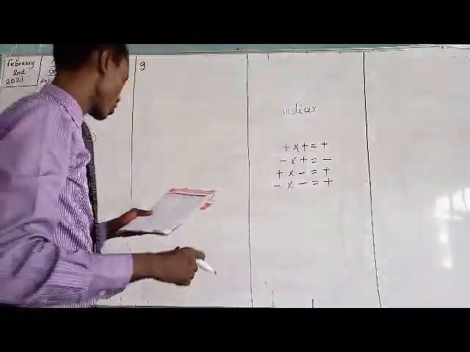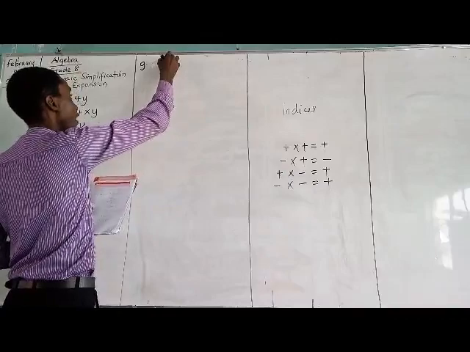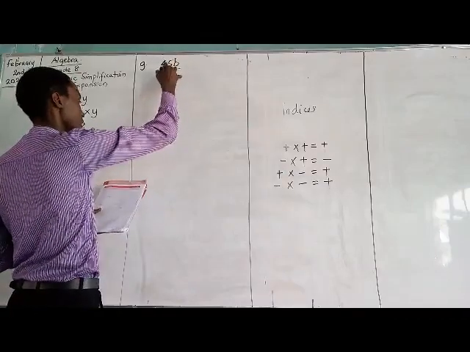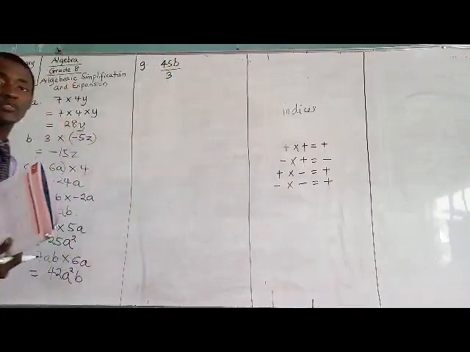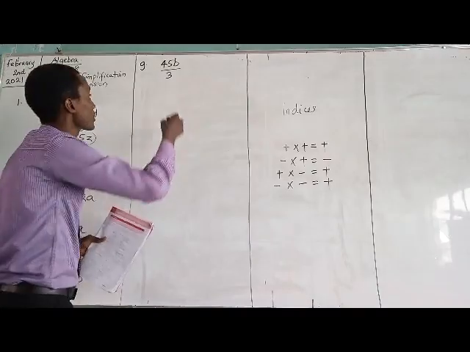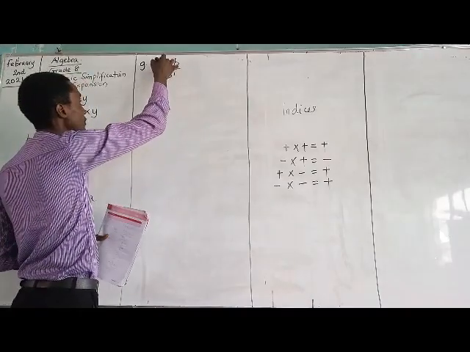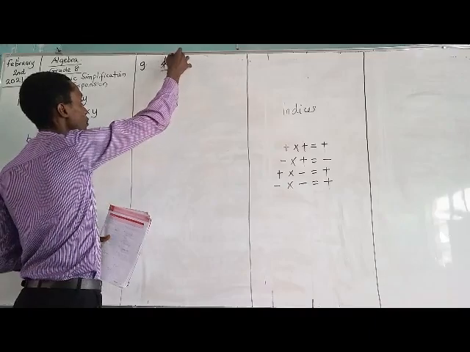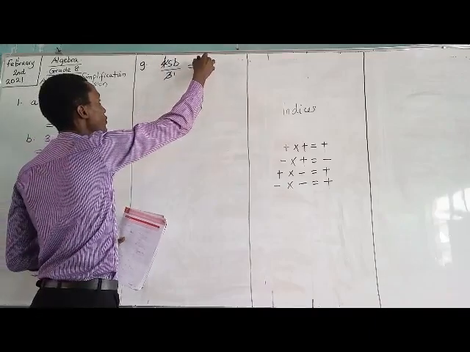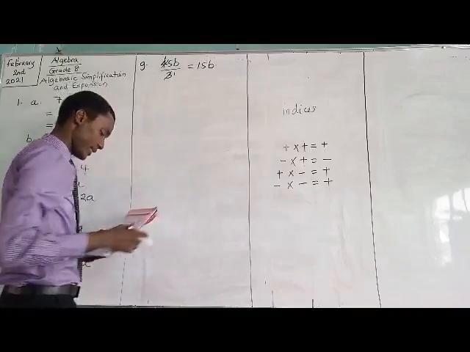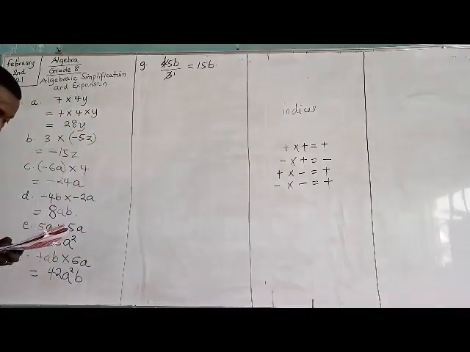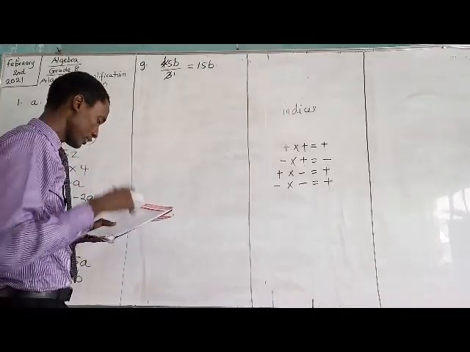Alright, let's go to question G. In question G, we have 45B over 3. Here, we're dealing with division, so we have to cancel out. 3 into this will be 1, and into 15 will be 5. So we're going to have 15B as the answer to that question.